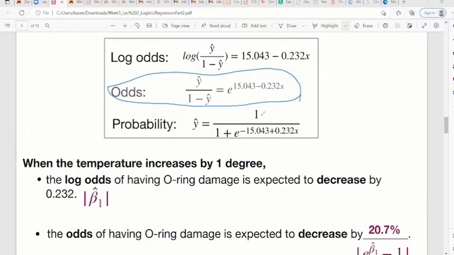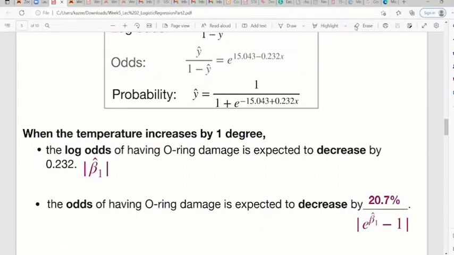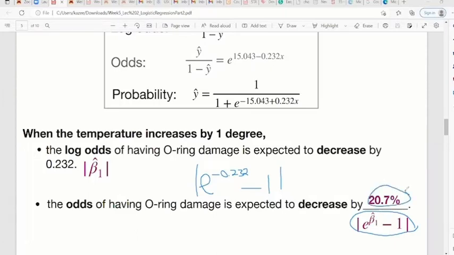And how do we interpret that? When we want to interpret that, we actually have a special formula, which is this guy here. You take the exponential of negative 0.232. You can use a calculator for that. Then whatever you get here, you subtract 1, then you take the absolute value. When you do that, you're going to have maybe 0.207, multiplied by 100.